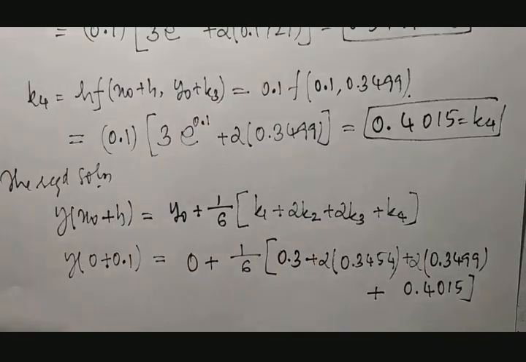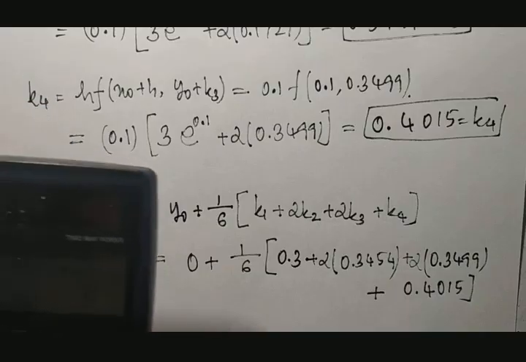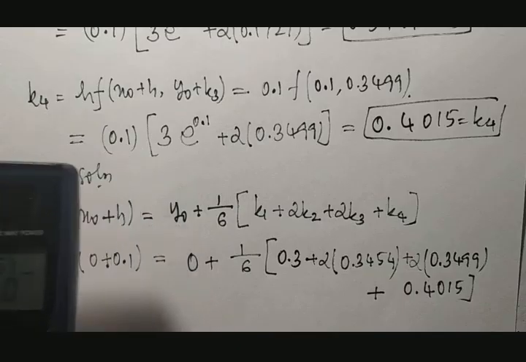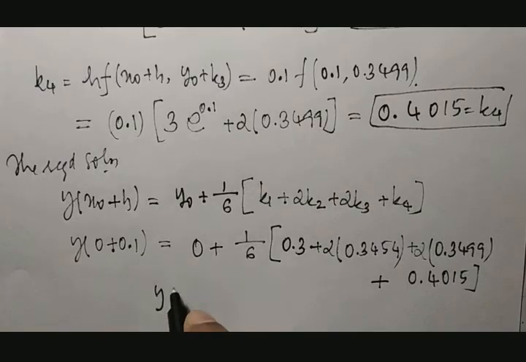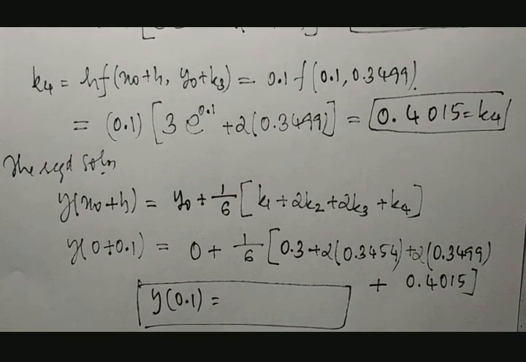Calculate this again: 0.3 plus 2 into 0.3454 plus 2 into 0.3499 plus 0.4015. That divided by 6. So that is equal to y(0.1) is equal to 3.